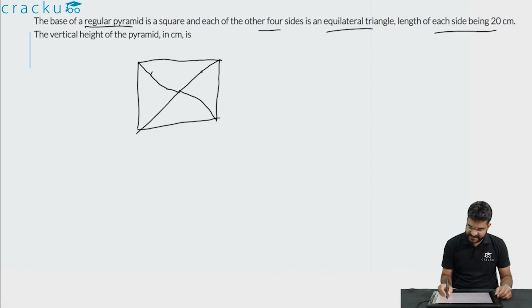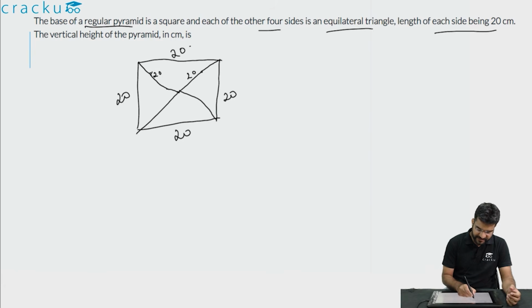The length of each side is 20 centimeters. So for the pyramid, the other 4 sides are 20 centimeters each, and they are all equilateral triangles. This would imply that even the base, which we know is a square, the length of each side of the square is 20 centimeters. Now notice that the apex of the pyramid is at the top. Now we are required to find out the vertical height of this pyramid.